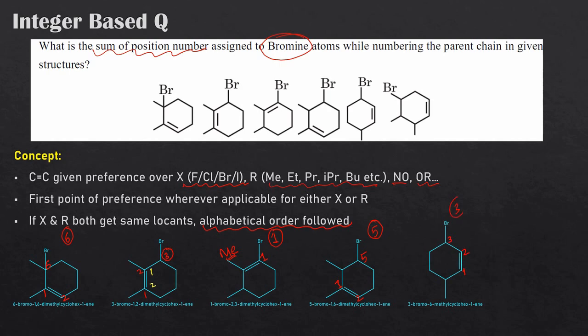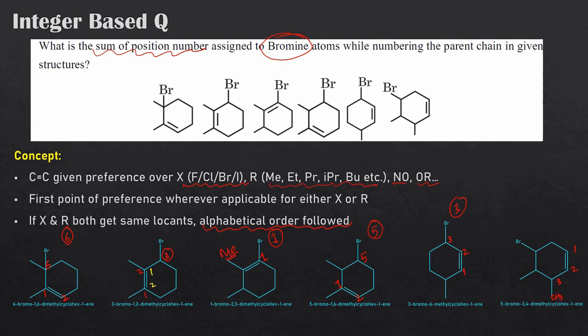We cannot go the other way around because that way bromine would be getting 6, which has priority as per alphabetical order over methyl. So giving 3 to methyl and 6 to bromine is going to be incorrect as per the rules of nomenclature. Okay, the last compound we have here has a double bond and then there is bromine. Now we go by the first point of preference, because if you go like this, 1, 2, then the third atom, the first substituent methyl, is going to be on locant number 3.